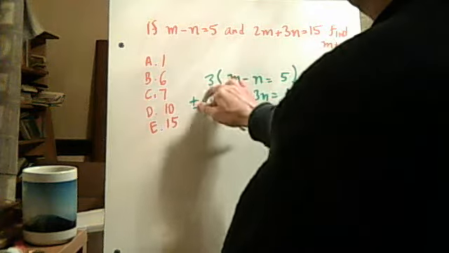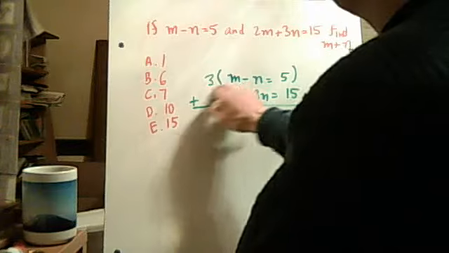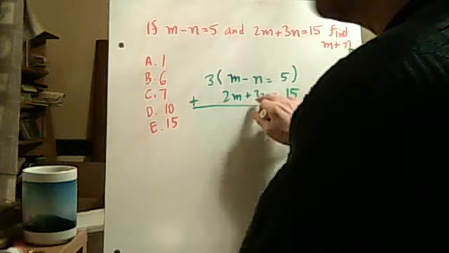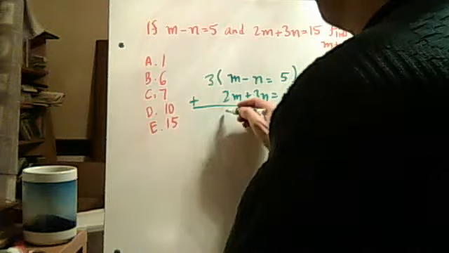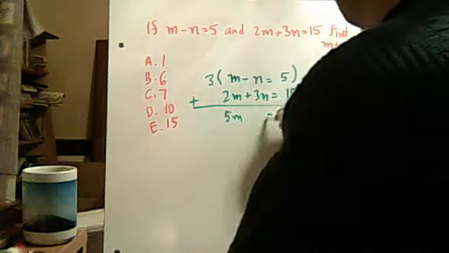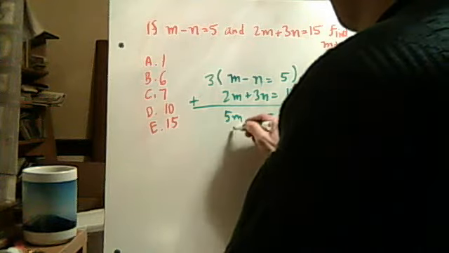Well, I selected 3, of course, so that the negative 3n is going to cancel the 3n. So I get 3m and 2m, that's 5m. The n's cancel. And over here I get 15 plus 15, that's 30. So I get m equals 6.